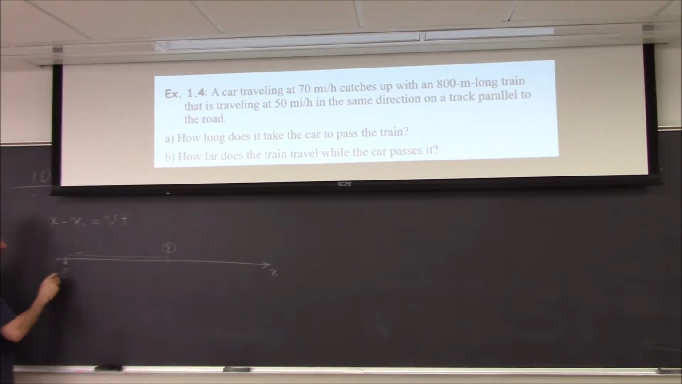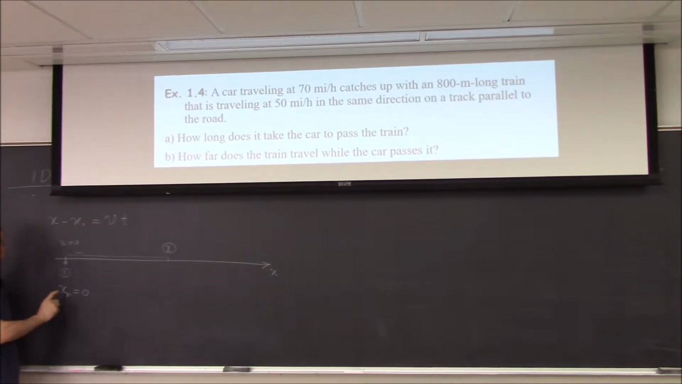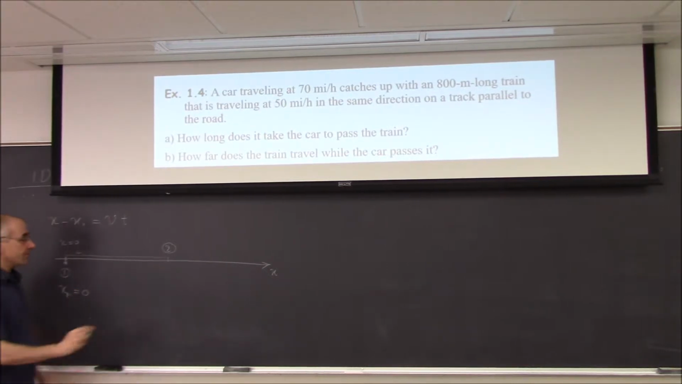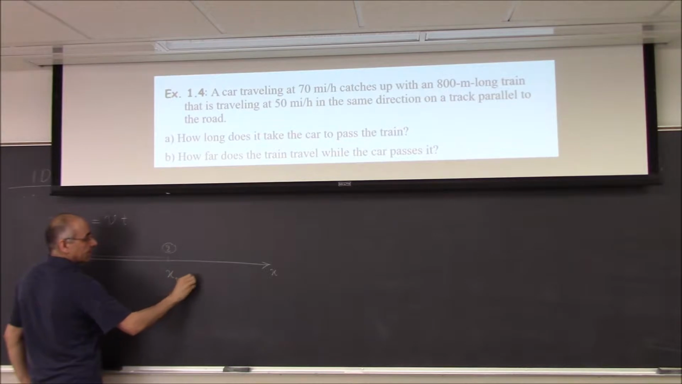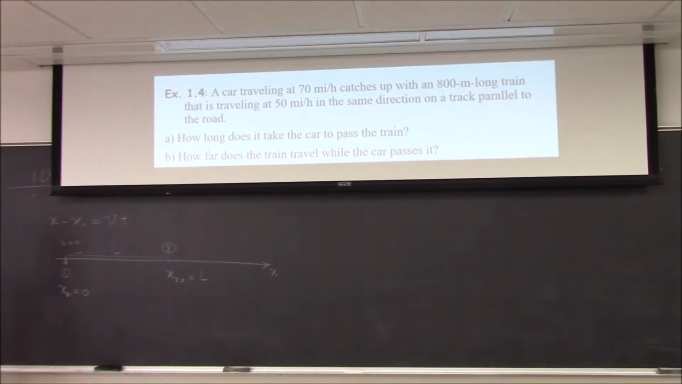So for the object number 1, we have initial position equal to what? We put this equal to x equal to 0 here. So initial position of the car is 0, right? And the initial position of 2, now we call it x2 naught, because this one is number 1. Everything about the car has index 1. Everything about the train has index number 2. So x2 naught is like the length L, let's say, in general. And L is 800 meters, right?